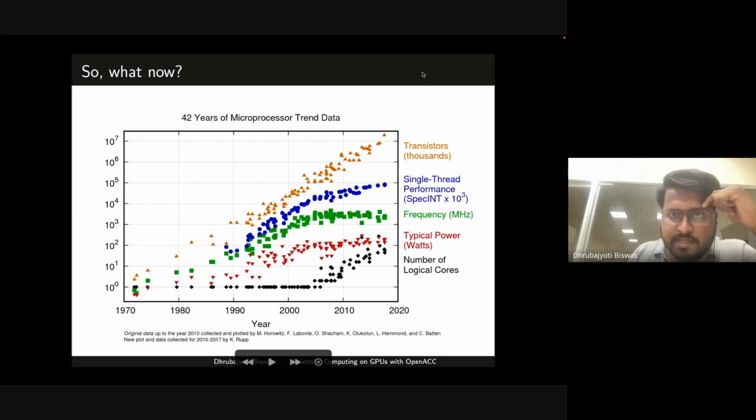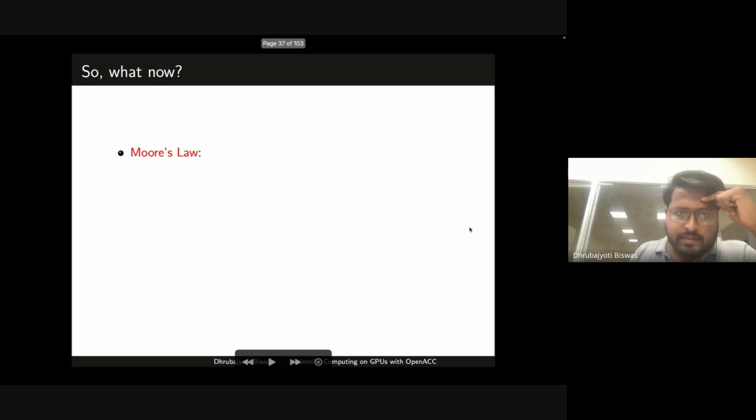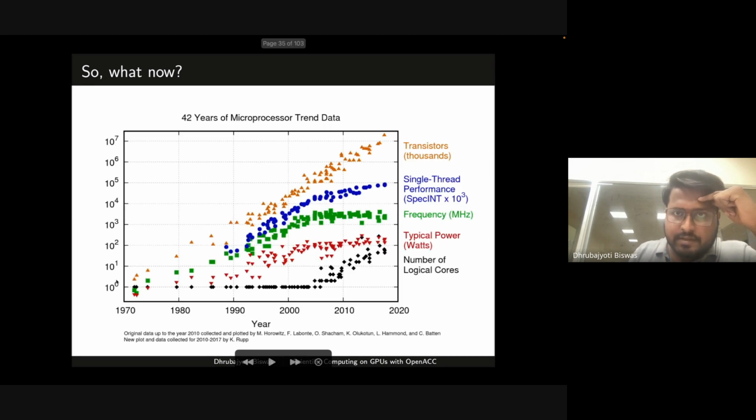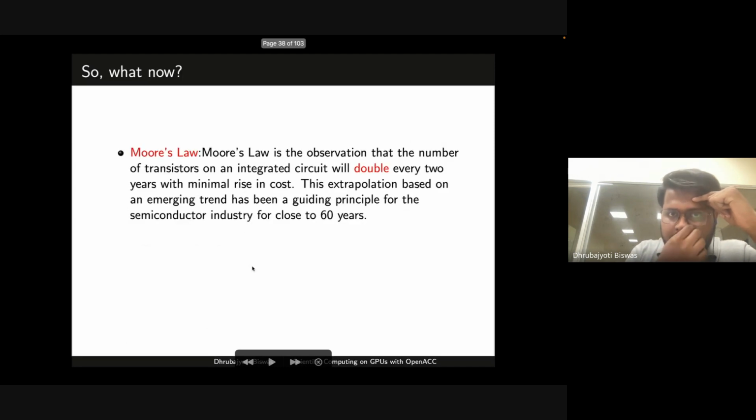So what does this entail? What does this mean? There is this graph of the number of transistors in our CPU, which relates to something called Moore's law, the observation that the number of transistors on an integrated circuit will almost double every 2 years. This is not a law per se. It is a trend which has been the guiding principle for the semiconductor industry. It has been seen empirically.